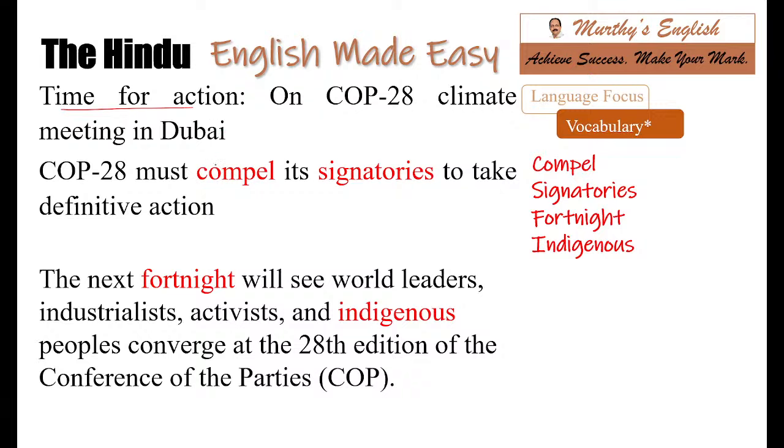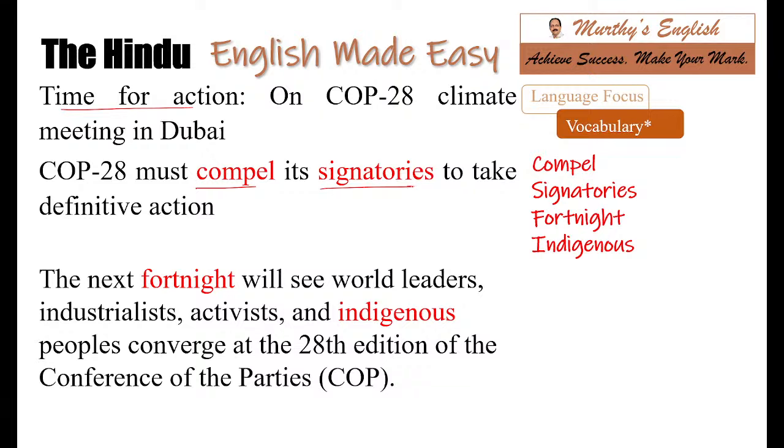Why all these words? Have you come across anything specific to trigger? I appreciate. Time for action on COP28 climate meeting in Dubai. But what is the main idea of this editorial? COP28 must compel, force its signatories to take definitive action. I haven't brought the meaning because it's easy to understand. Some more words are there. For two reasons, I haven't brought the meanings. One, we have got many a time. Second, they are rather easy. No need to bring. Only important words I thought of bringing, I usually bring.